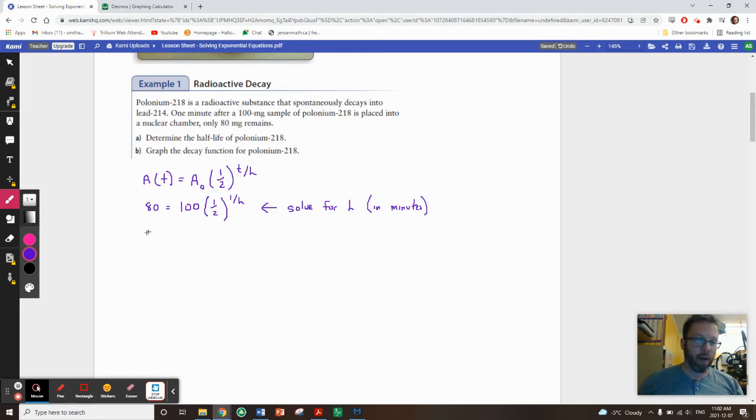So we'll divide both sides by 100. That gives us 0.8. And then maybe we can change 1/2. You guys are okay with this? We'll change 1/2 to 0.5 to the power of 1 over h. And we now have a tool to getting at the 1 over h in the exponent. We're going to take the log of both sides.